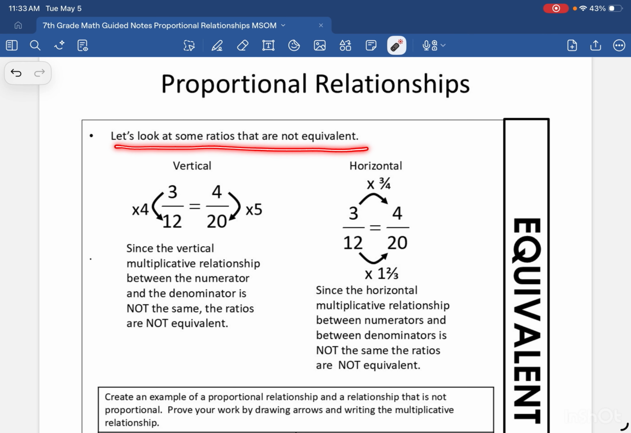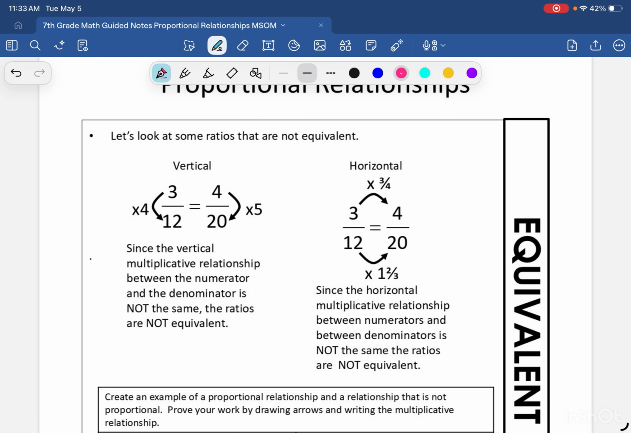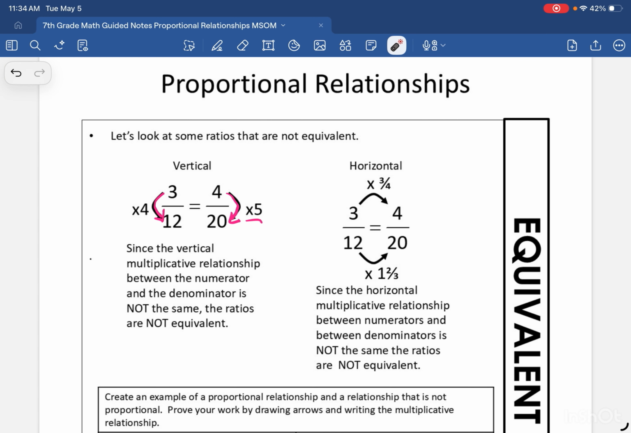Let's look at some ratios that are not equivalent. Starting here with this left, if we look at the vertical relationship, meaning numerator to denominator, with the first ratio, the relationship is multiplying by 4. 3 times 4 is 12. However, if I look at the second ratio, the relationship is 5. 4 times 5 is 20. Therefore, since the multiplicative relationship is not the same in each ratio, that means that the ratios are not equivalent.